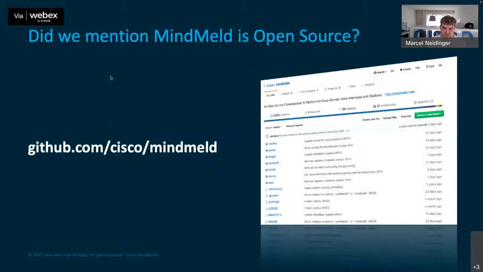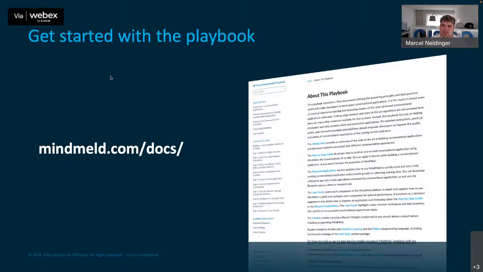Well, the answer is it's not going to cost you anything because MindMeld is open source. So you can head over to github.com/cisco/mindmeld, which is the current branch of our development, and you can try out this framework for free and use the framework like any other open source solution. If you do want to get started with it, I would highly recommend you use the docs on mindmeld.com/docs.